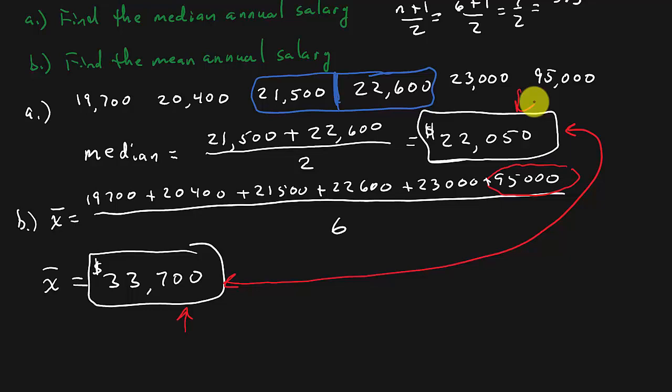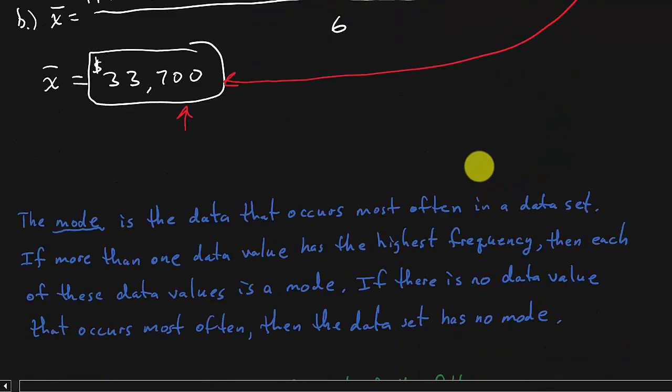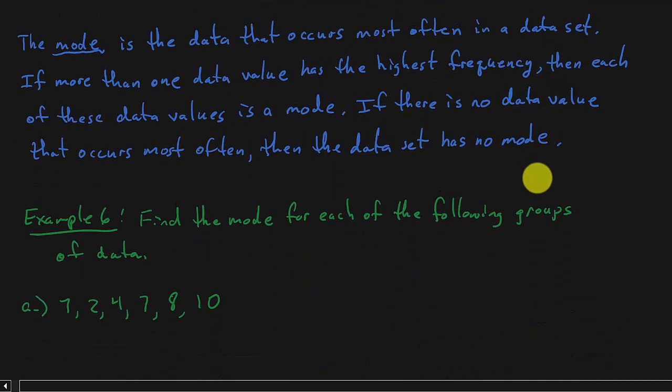If you have a data value or a couple of data values that are way out from everything else, it might be better to look at the median instead of the mean. Okay. Now, what about the mode? The mode is the data that occurs most often in a data set. If more than one data value has the highest frequency, then each of those data values is a mode. If there is no data value that occurs most often, then the data has no mode.